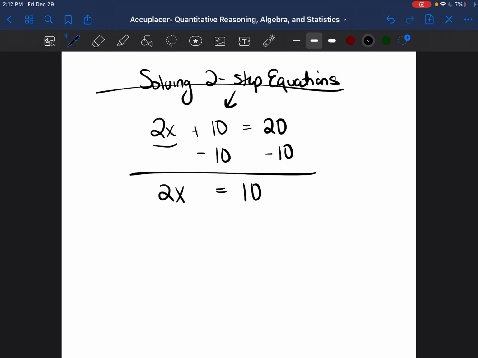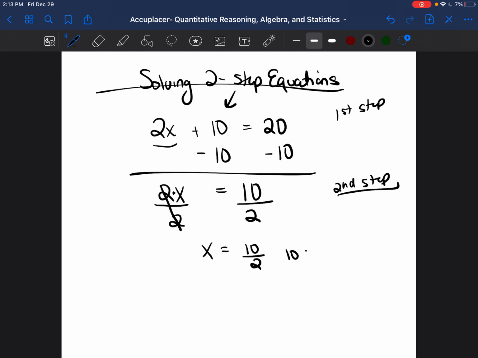So now what we have to do is the second step. That was the first step, and now we're going to do the second step. The second step is we have to get rid of the 2 because the x is not completely by itself. We talked about this: when terms are side by side, they're being multiplied. So we have to do the opposite of what's happening. The opposite of multiplication is division. So instead of multiplying by 2, we're going to divide both sides by 2. The 2s cancel each other out, and you're left with x. And 10 over 2 is the same as 10 divided by 2, which is equal to 5. So x is equal to 5.